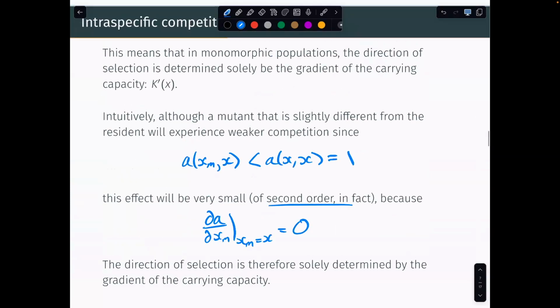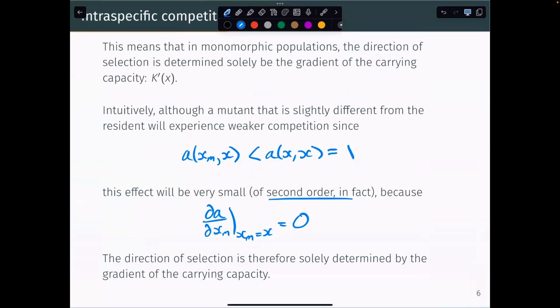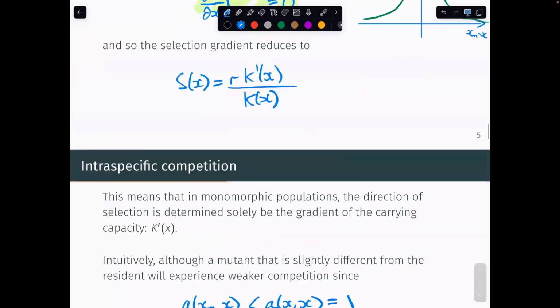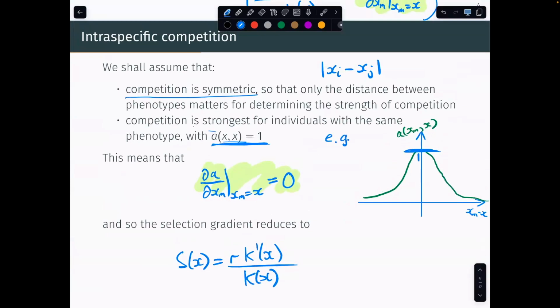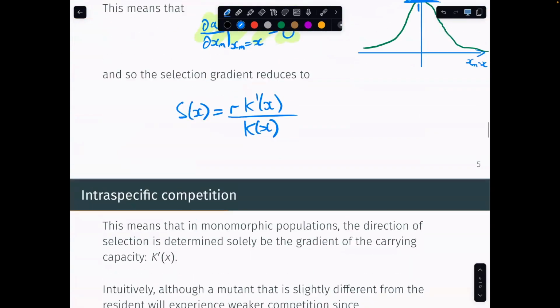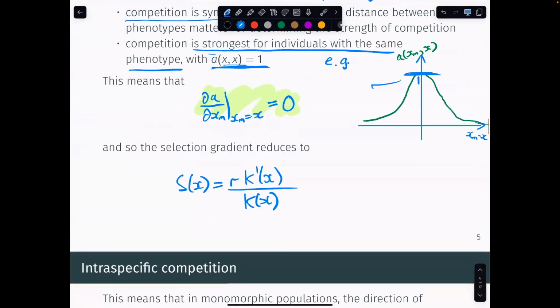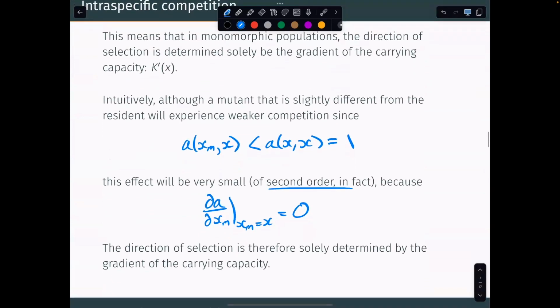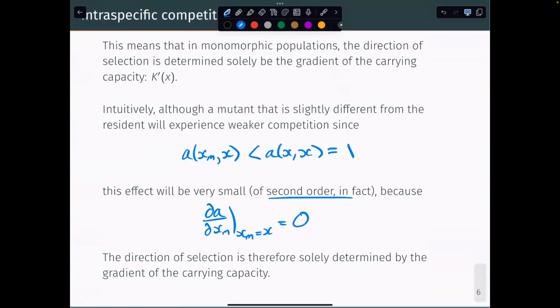Yes. Sorry, could you just explain the inequality again? Like why we know that? This, because we're assuming up here that competition is going to be strongest for individuals with the same phenotype. So, we're assuming that this strength of competition is 1. So that has to be my maximum over here. Right. So any mutant that is different from X has to be away from that peak. Yeah. So the competition imposed by this resident on this mutant has to be less than the competition between resident types. Yeah. Okay.